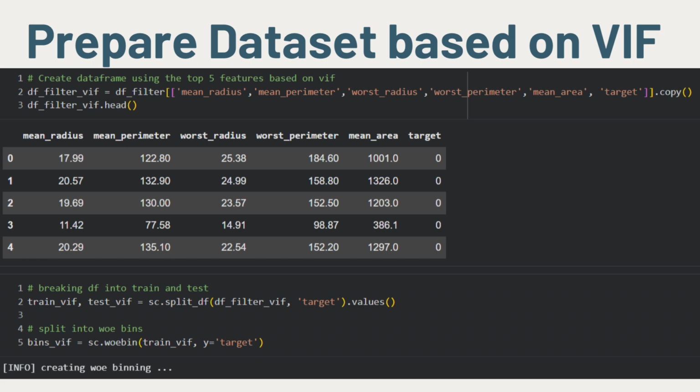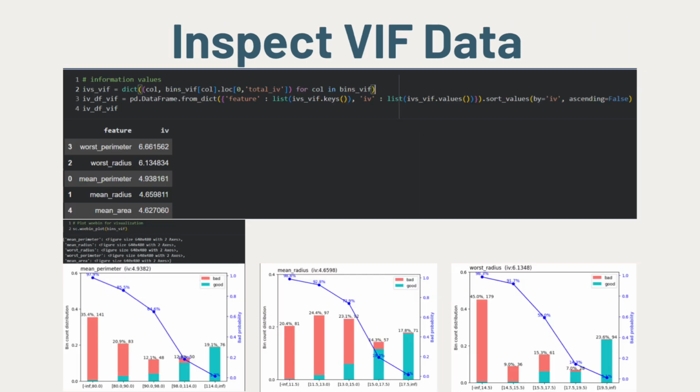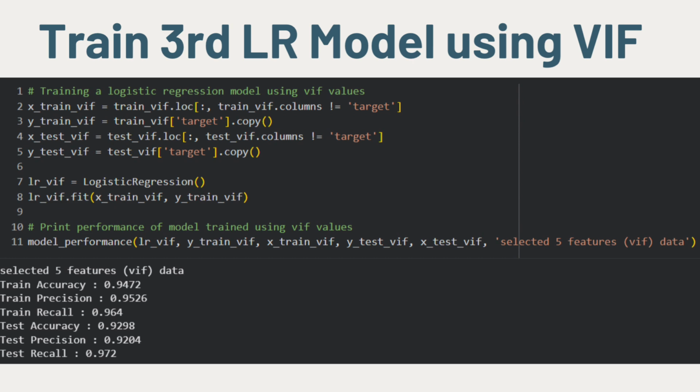The VIF values are significantly higher than normal, but for this dataset, we will make do with it. Based on the top few features with high VIF values, we will select only the top 5 for feature inputs. We will proceed to split the dataset into training and test set, and split it into WoE bins to take a closer look at the data. We can apply the same codes we used previously to inspect the information values and bin plots as well. Lastly, we will train another logistic regression model using these 5 features as input only and output the results.